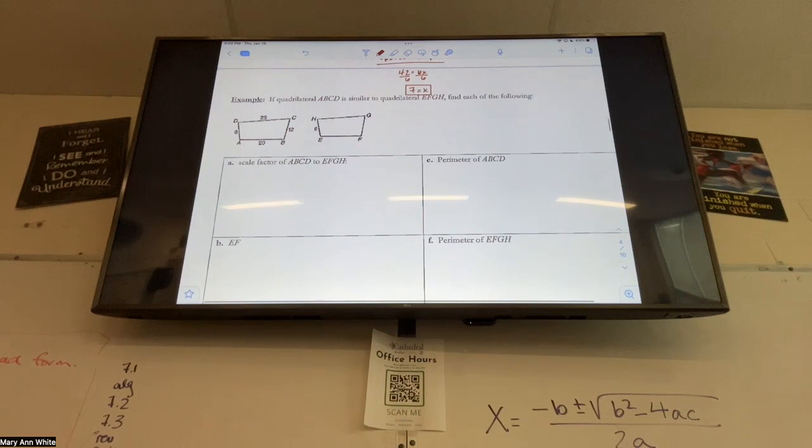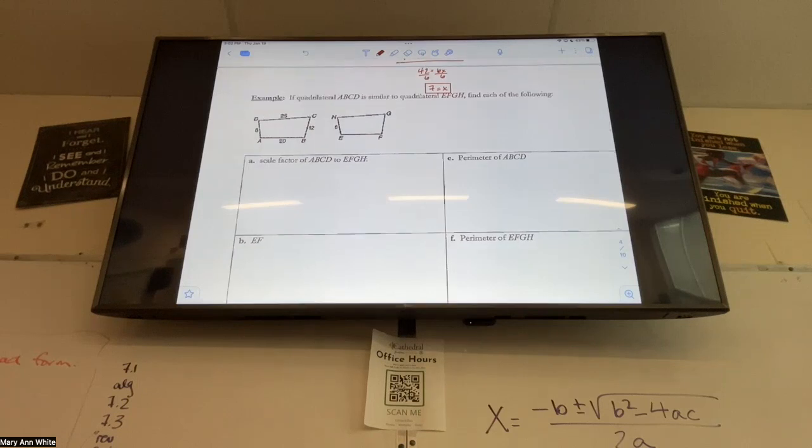moving on. I've got one big problem on the backside, actually two problems, one big one and one little one. So let's get moving on this one. It says if quadrilateral ABCD is similar to quadrilateral EFGH, find the following. Okay, stop. If they're similar, what do we know?